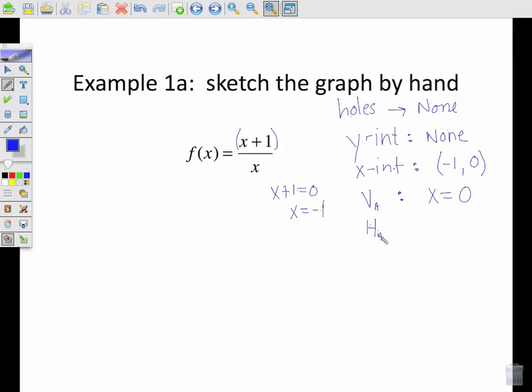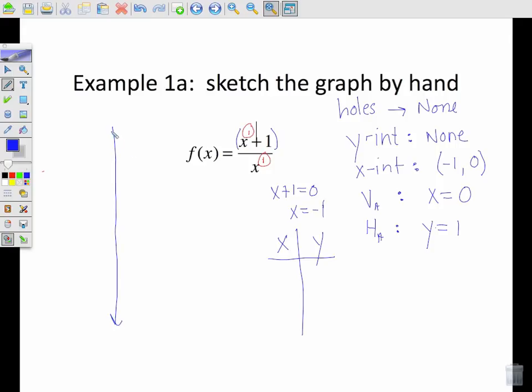Horizontal asymptotes. What we're going to do is compare the degree here. I've got a degree of 1 on top, 1 on bottom, so I'm going to use the ratio of their coefficients. So the horizontal asymptote is y equals 1. All right, if you have a horizontal asymptote, you do not have a slant asymptote. And now we're ready to graph by plotting some points, x and y.